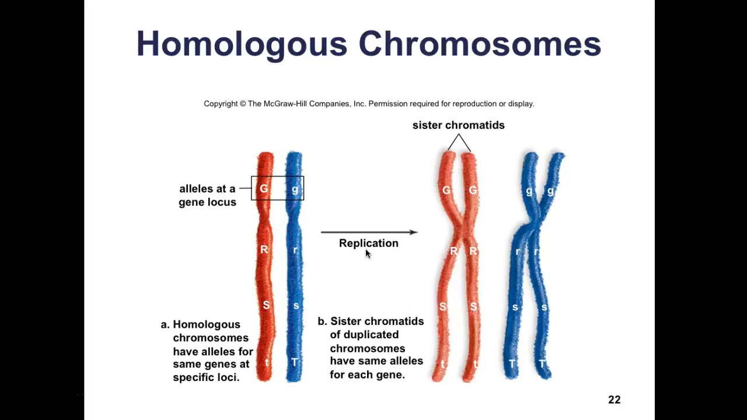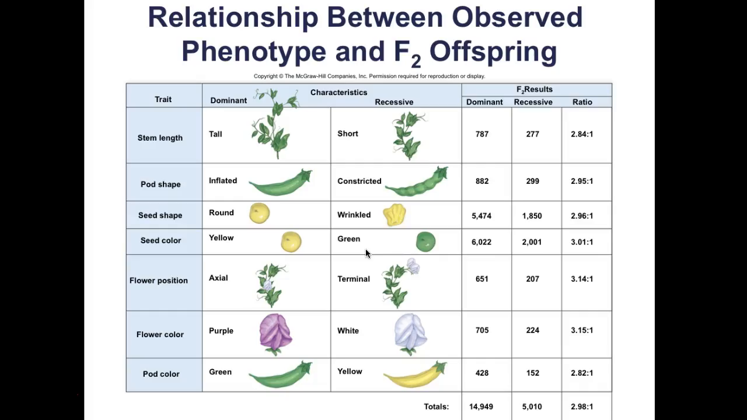So we know that homologous chromosomes have the gene locus. Homologous chromosomes have alleles for the same gene at specific loci. And here you can see that upon replication, the chromosomes replicate, forming the sister chromatids. The sister chromatids of duplicated chromosomes have the same alleles for each gene.